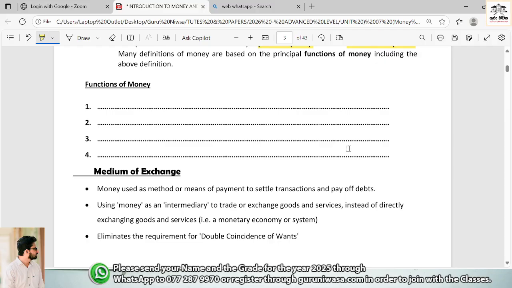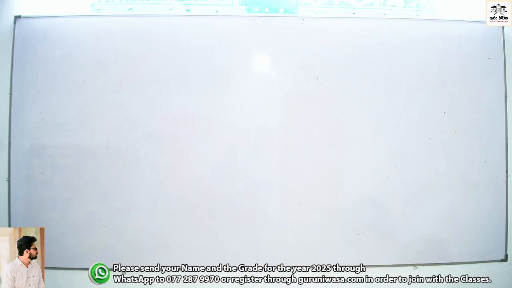Functions of money. Remember, money has mainly 4 functions. Write down here. You cannot create your own one. There are specific functions of money. You might have learned them as a medium of exchange, store of wealth, unit of account, and standard of deferred payment.